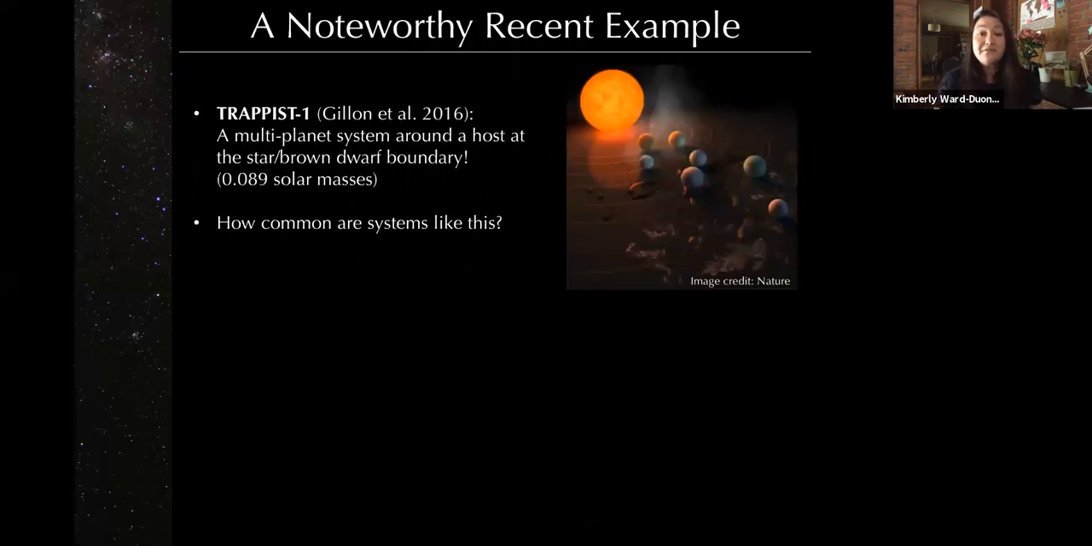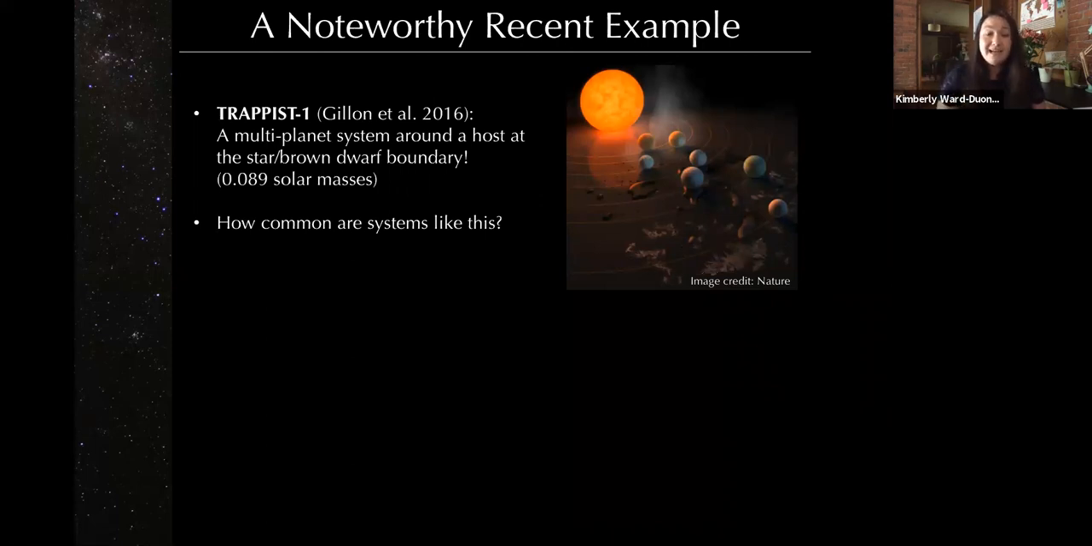A really noteworthy recent example is the TRAPPIST-1 system, which was discovered in 2016. So this had sort of a splashy cover of Nature, where the host star is actually right at the stellar brown dwarf boundary. So it's actually only 89 Jupiter masses, really in this regime of whether or not you consider it a star or a brown dwarf.